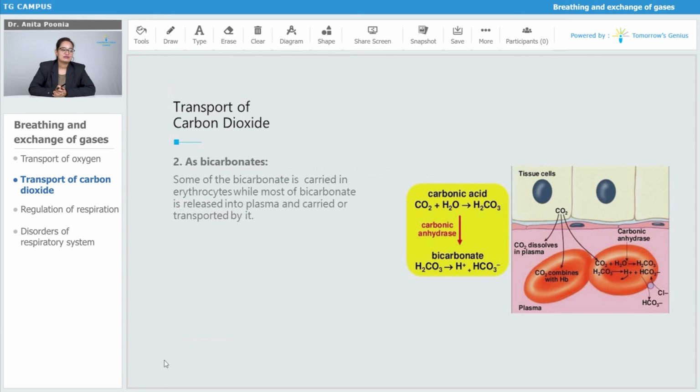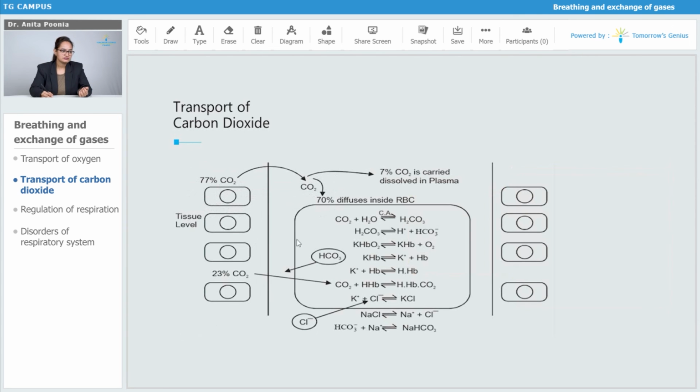Now talking about bicarbonates again here. Some of the bicarbonate is carried in the erythrocytes, while most of the bicarbonates are released into plasma and are transported by it. So this is the entire transport of carbon dioxide. You see 77% of carbon dioxide at the tissue level, 23% of carbon dioxide here, 7%.